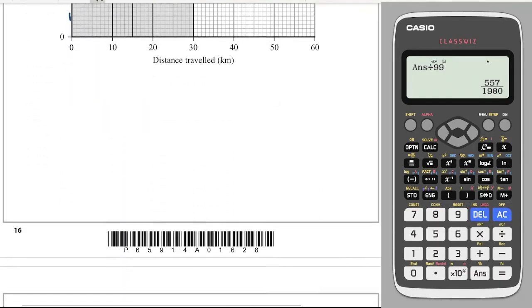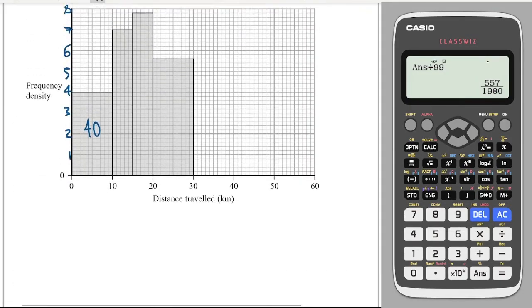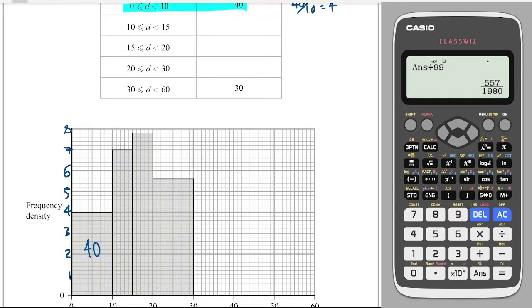Okay, what is the question even asking us to do? Complete the table. No surprises there. Okay, so 10 to 15 has a height of 7, so it's got a frequency density of 7, which means that 7 times the class width of 5 is 35. The area of this bar is 35, is another way of thinking of it.